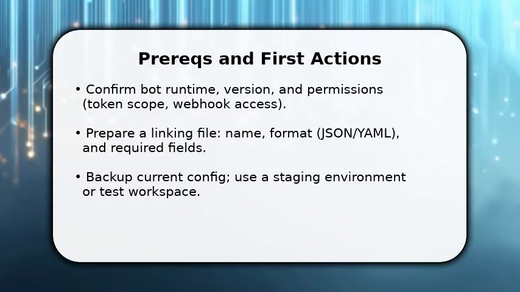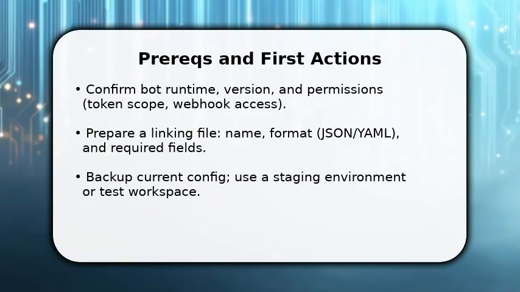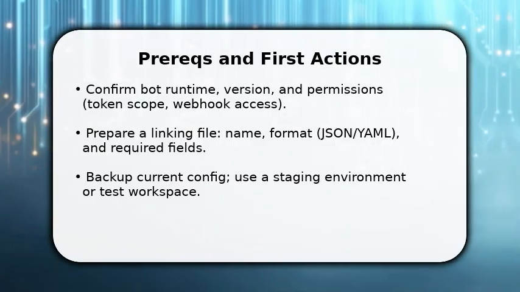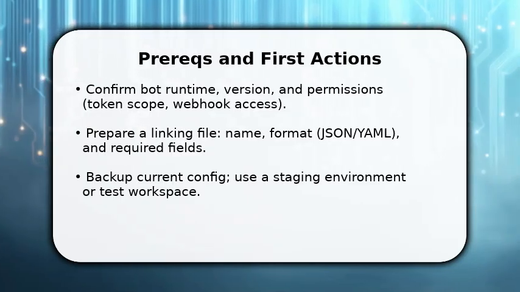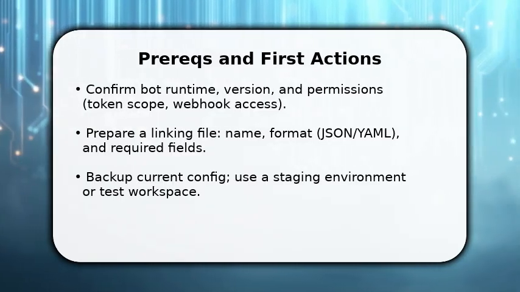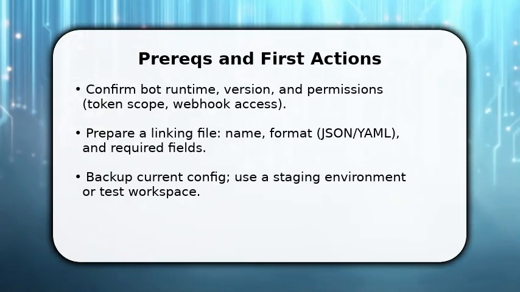You start by confirming prerequisites. Check the bot runtime and permission scope so the link can be authorized. Once done, create the linking file in JSON or YAML with the minimal required fields: ID, endpoint, and auth token. You should name it clearly and place it where the bot can read.